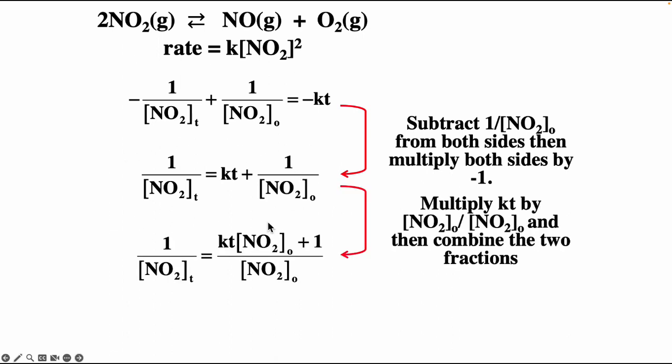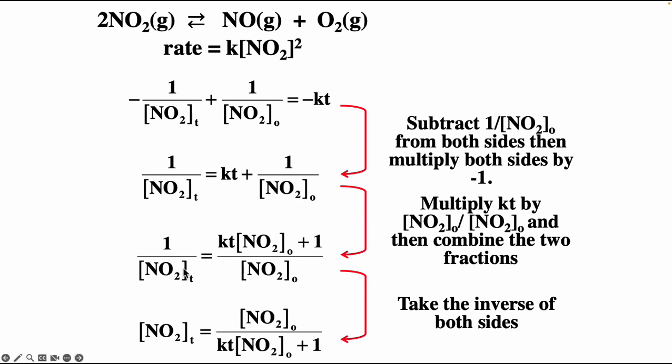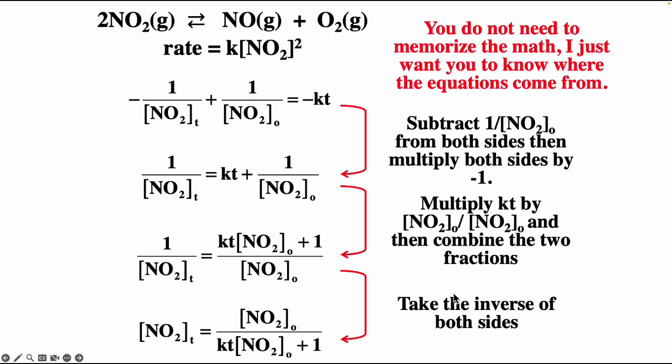And if we multiply kt times the initial concentration, we can get that. And then if we flip both sides, we get the concentration at time t is equal to initial concentration divided by kt times the initial concentration plus 1. And again, I'm just showing you where these equations come from. You are not responsible for the math.